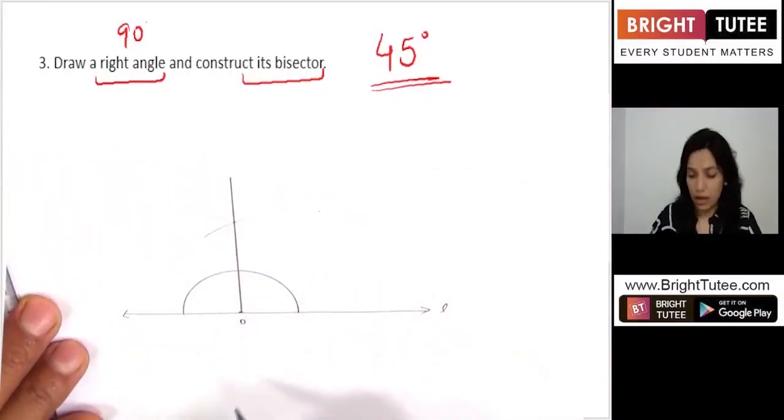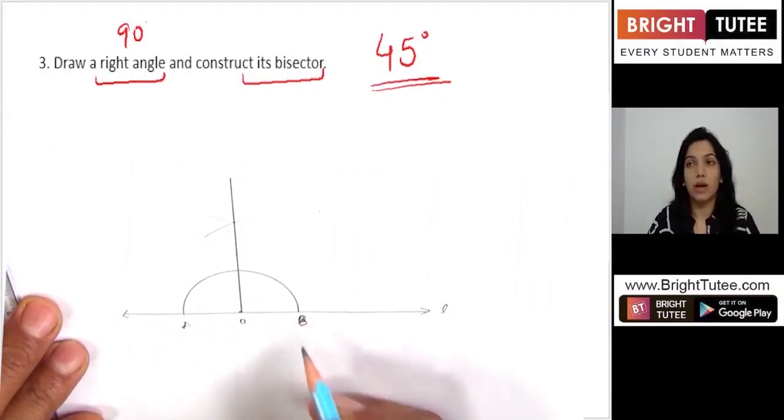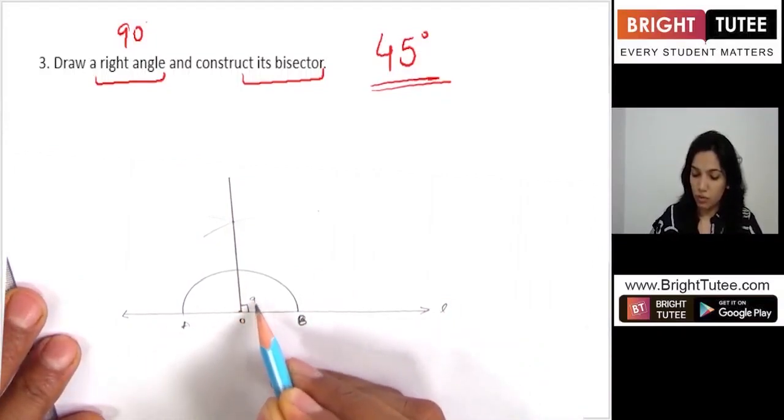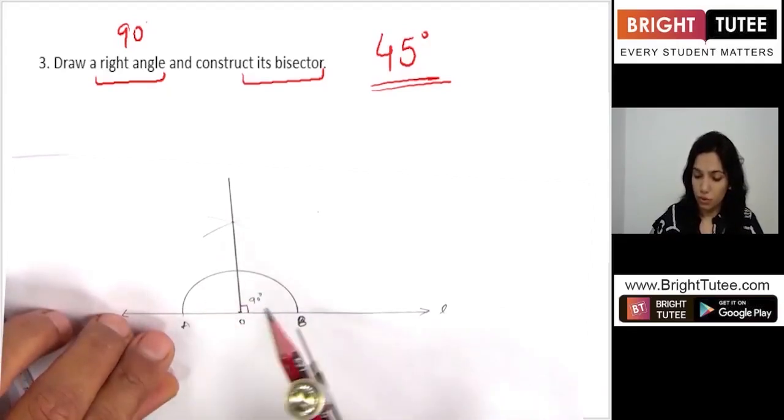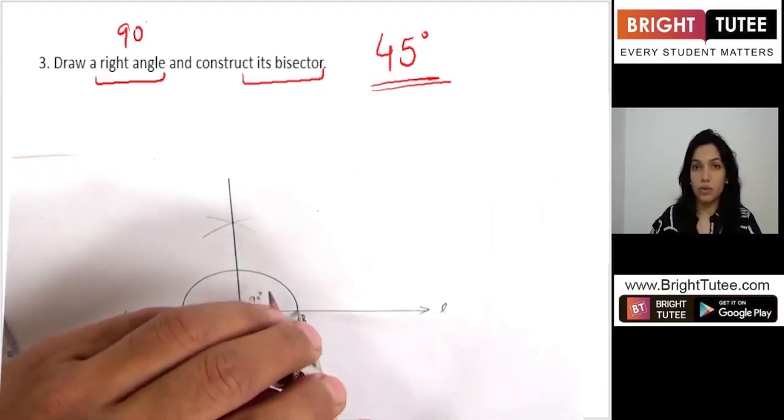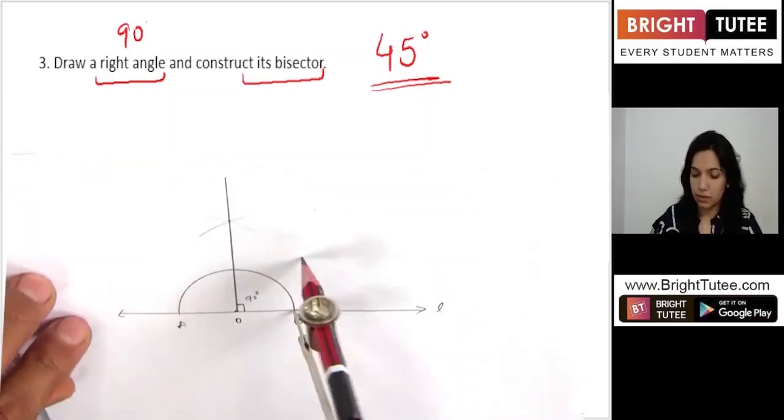We have got an angle of 90 degrees. Let's draw the angle bisector to it. So now, keeping the point at O, you make an arc. Don't disturb the opening. Let's say this is meeting at X and Y.